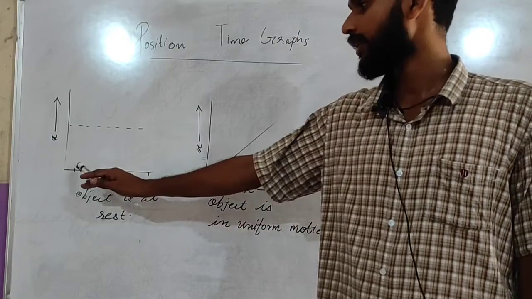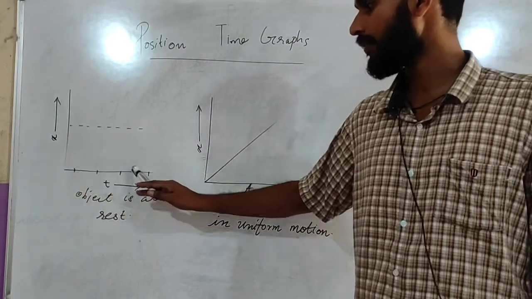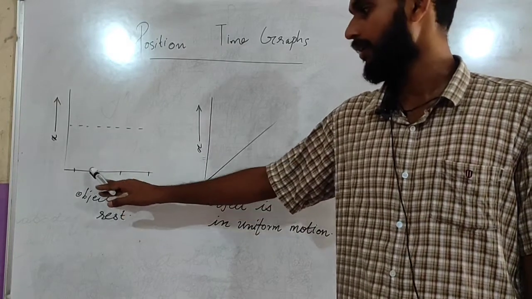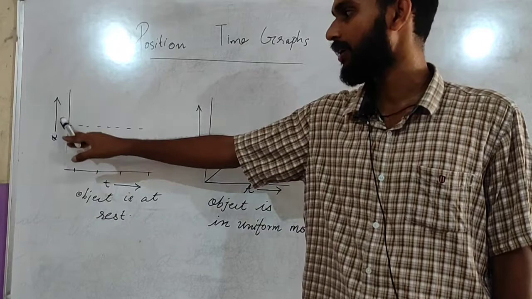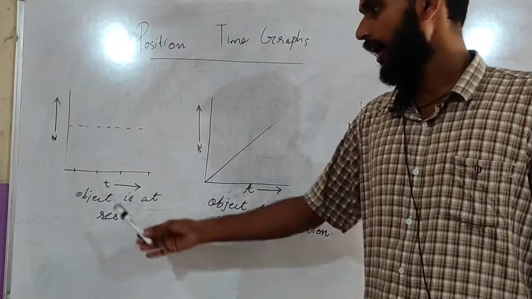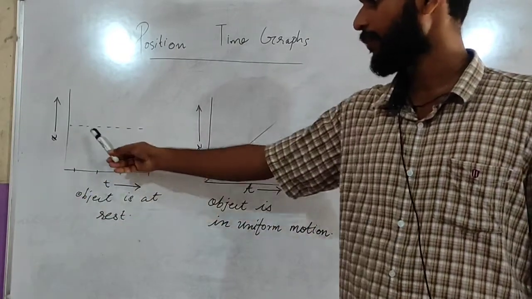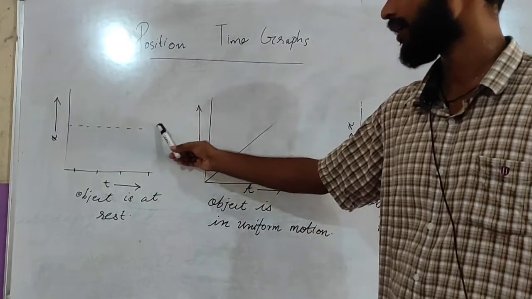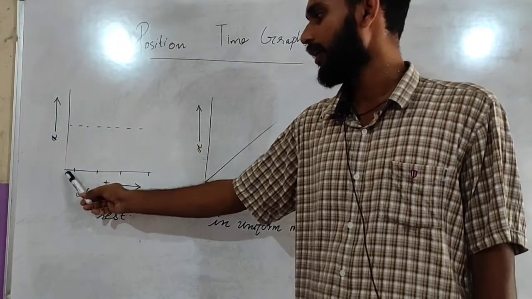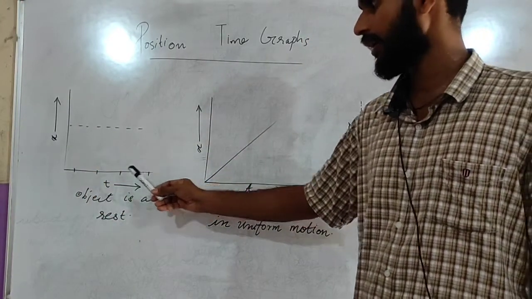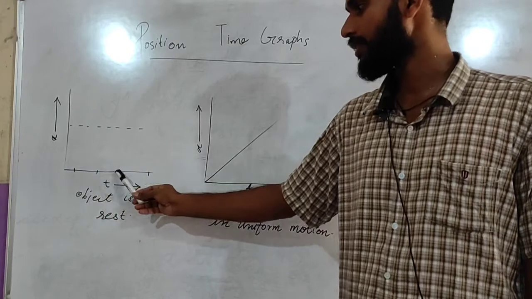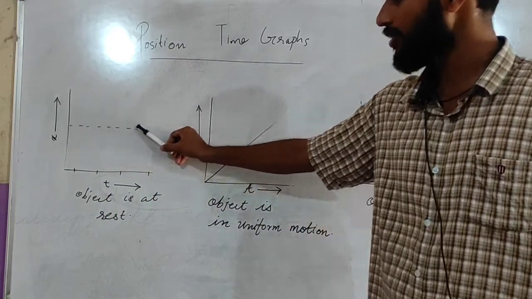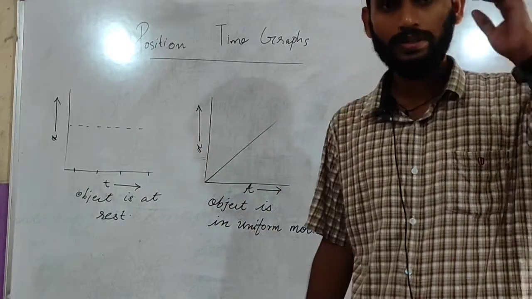So here you can see, on the x-axis we have taken the time, and on the y-axis the position is given. As the time increases, you can see the position is a constant value only. There is no change in the position. It is remaining constant even if the time is increasing. Suppose 1 second, 2 seconds, 3 seconds, 4 seconds, but still you can see the x value remains constant for all those time intervals, isn't it?